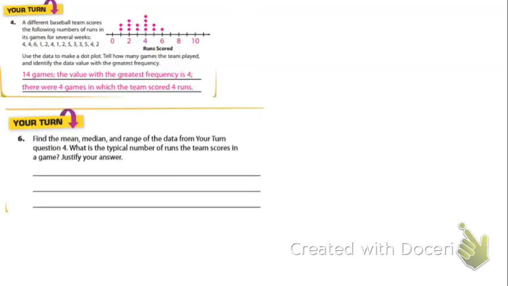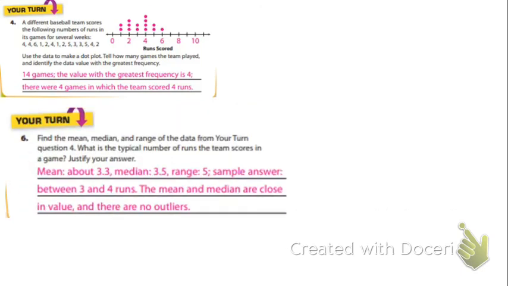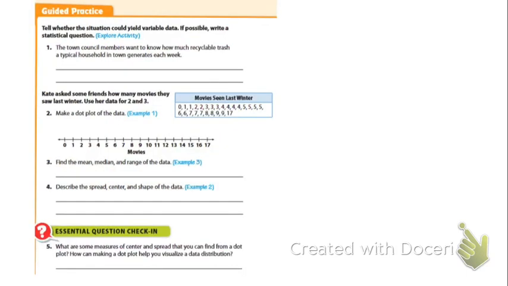All right, which brings us to number 6. Your turn. Find the mean, median, and range of the data from your turn question 4, which I went ahead and did put up there. What is a typical number of runs the team scores in a game? Justify your answer. Alrighty, and this is what y'all should have had, kiddos. All right, so moving on.